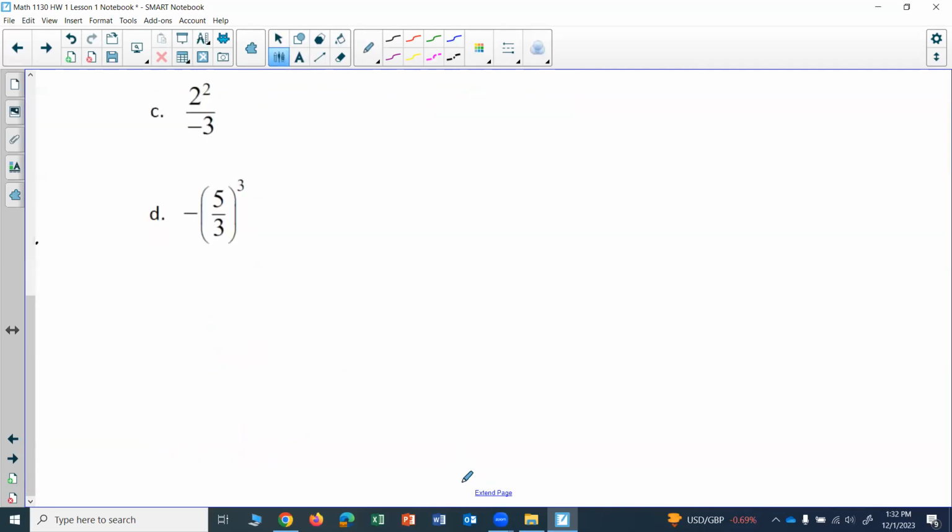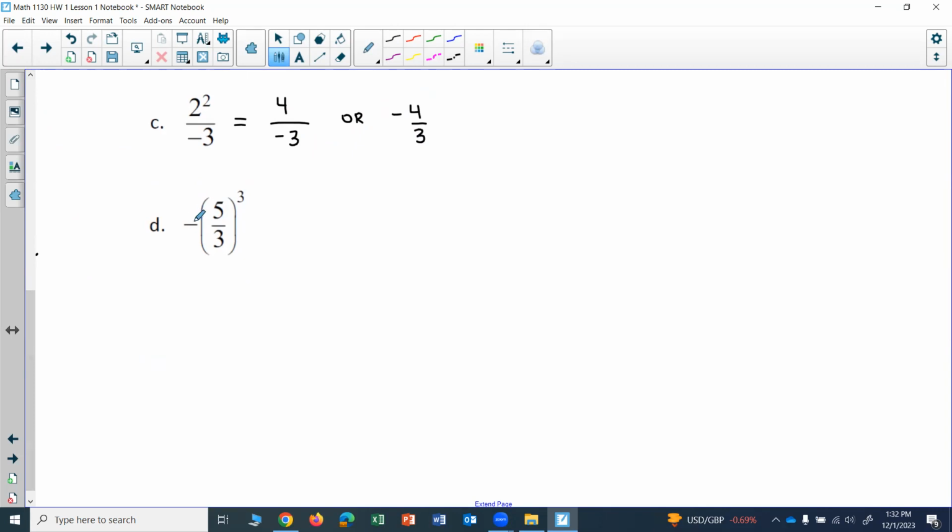All right, our next example is 2 squared over -3. So 2 is the only thing being squared. So I go ahead and do 2 times 2, which gives me a 4. The base of -3 has no exponent, so I'm just going to leave that as -3. So you could write it as 4 over -3, or you could write it as -4/3. You can put the negative in the numerator or the denominator or out front in front of your fraction.